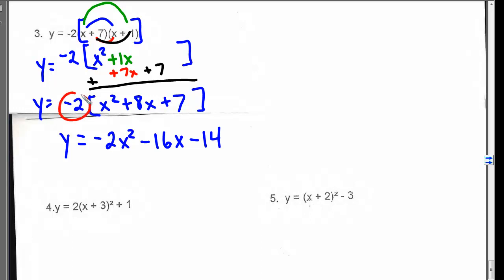Remember, we have to distribute the negative 2 through each term in the brackets. So negative 2 times x squared is negative 2x squared. Negative 2 times 8 is negative 16x. Negative 2 times 7 is negative 14.